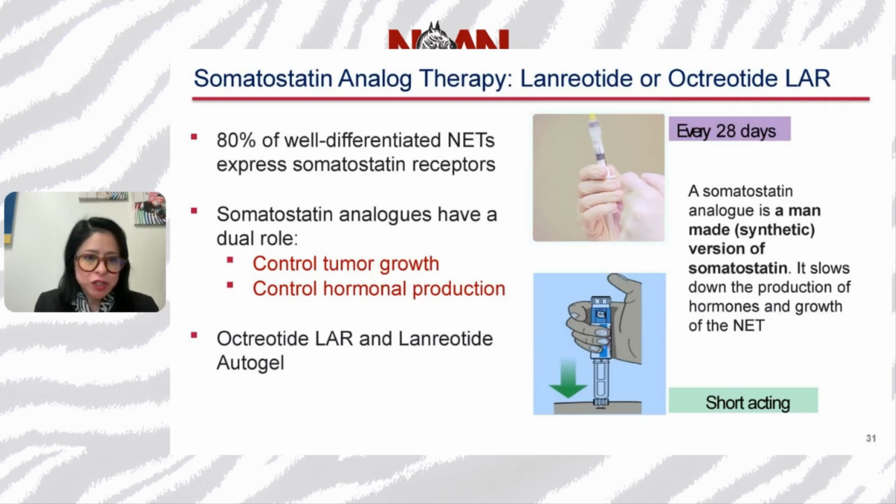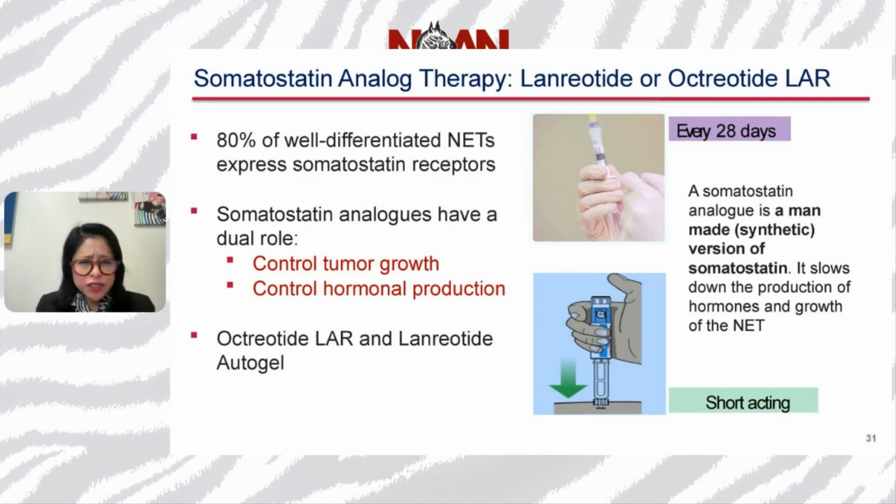In terms of the management of carcinoid syndrome, there are various treatments that we can discuss. One of them is the somatostatin analog, either lanreotide or octreotide. I'm sure you have heard throughout the day what lanreotide and octreotide are. They are injections. One is given intramuscularly, and the other is given subcutaneously. There is short-acting octreotide, but there is no short-acting lanreotide.